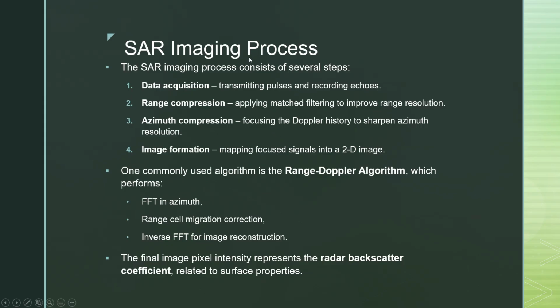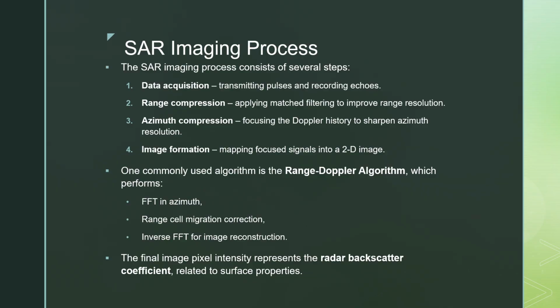So, the SAR imaging process. This is a very important part of actually getting and compiling the SAR data that one receives. The SAR imaging process consists of several steps. 1. Data acquisition, transmitting pulses and recording echoes. That's essentially just the actual measurement that you're taking with the radar. 2. Range compression, applying matched filtering to improve range resolution. 3. Azimuth compression, focusing the Doppler history to sharpen azimuth resolution. And 4. Image formation, mapping focused signals into a 2D image.